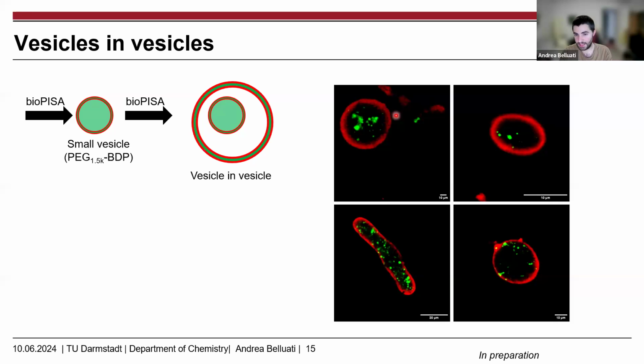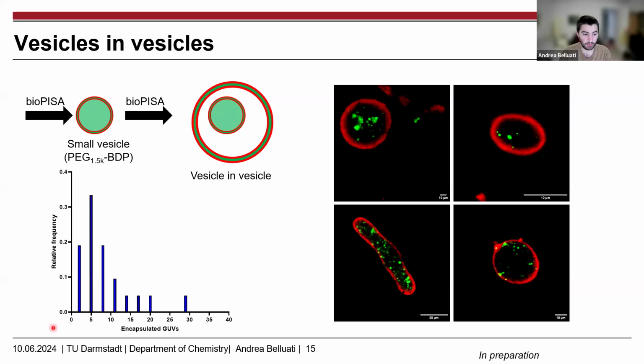but we did find fluorescent round objects, which most likely were the vesicles. It was impossible to label specifically the membrane of the internal vesicle, and not the one of the outside vesicles. But still, you can see internal compartments inside these artificial cells. And just for your curiosity, you can see the distribution of encapsulated vesicles within the bigger ones.